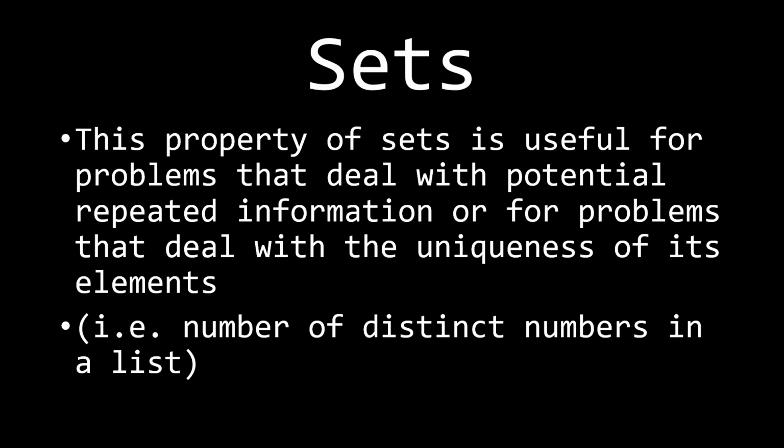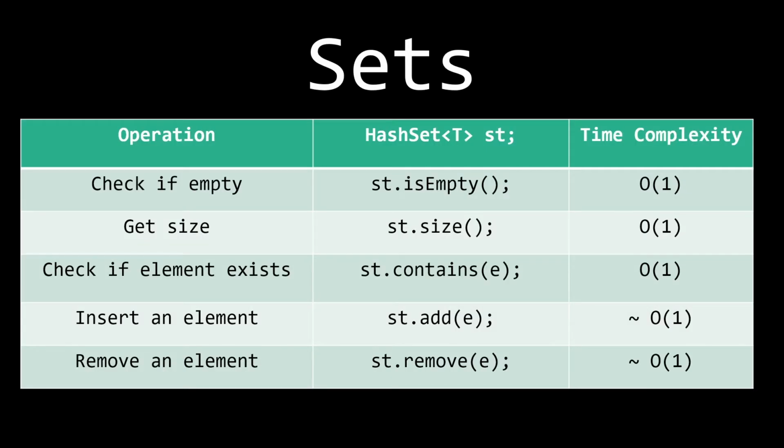Okay, now let's look at a few key operations that sets have, as well as their time complexities. The first operation that we have is check if empty. So how do we check if a set is empty? Essentially what we can do is say st.isEmpty. And this is going to have an O(1) runtime. Now the type can be any type, but the return type of isEmpty will be Boolean.